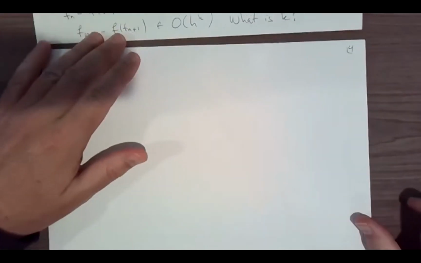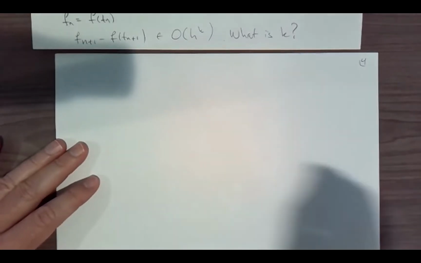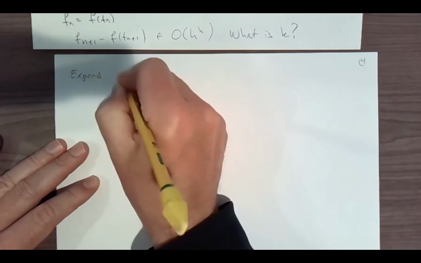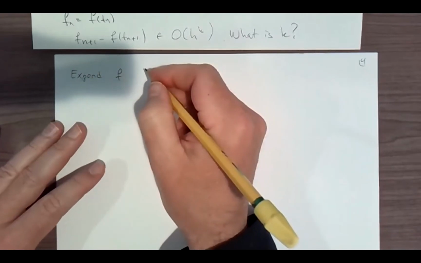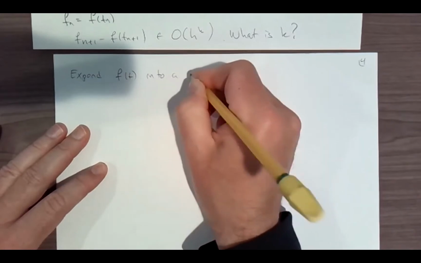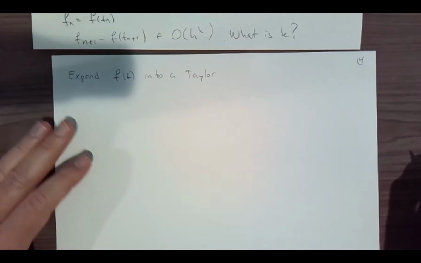Okay, so what are we going to do? We're going to expand. That's what we did last time. It worked. So let's try that again. We're going to expand f of t into a Taylor series.